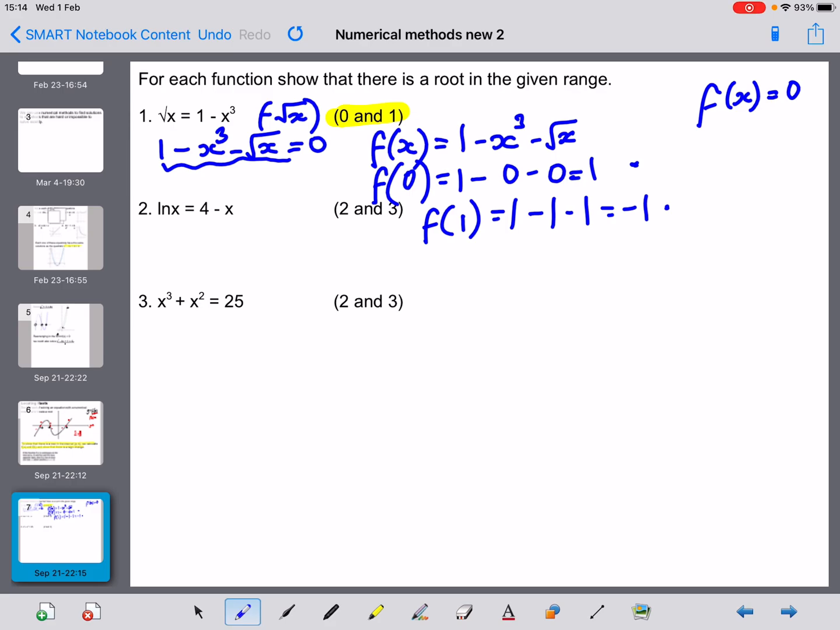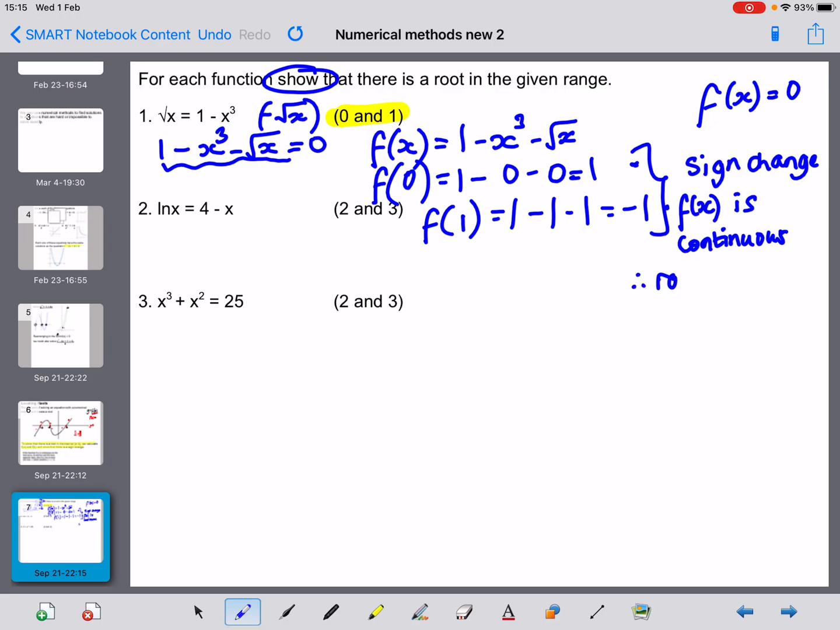Now because it's a show question, I need a conclusion. So I'm going to write sign change. I'm going to write f of x is continuous. Remember on the previous slide, it stipulated that f of x has to be a continuous graph. And so I'm going to say, therefore, there is a root in the interval 0, 1.